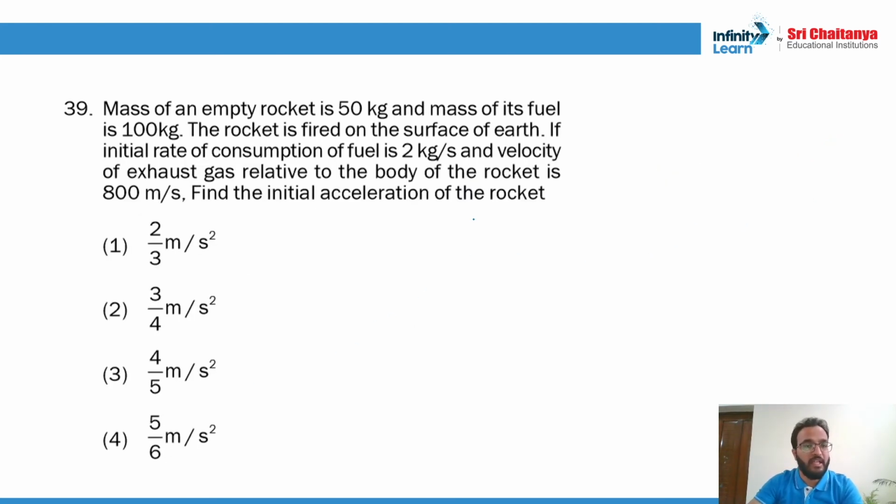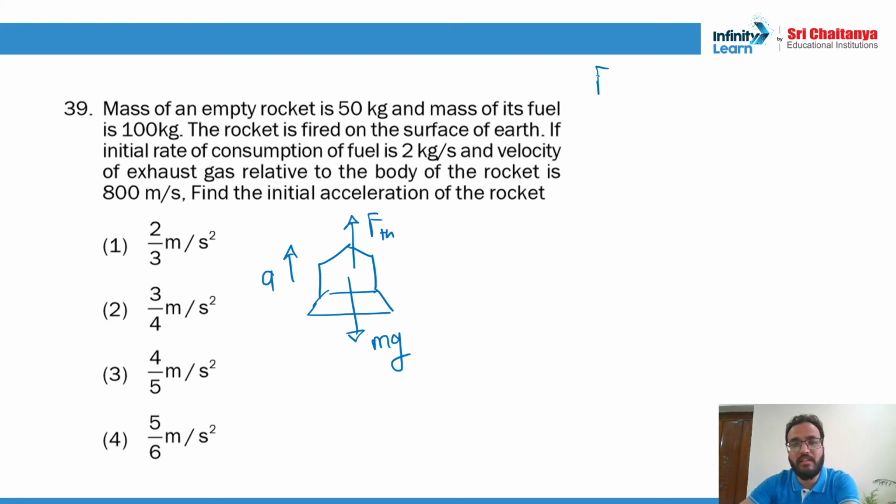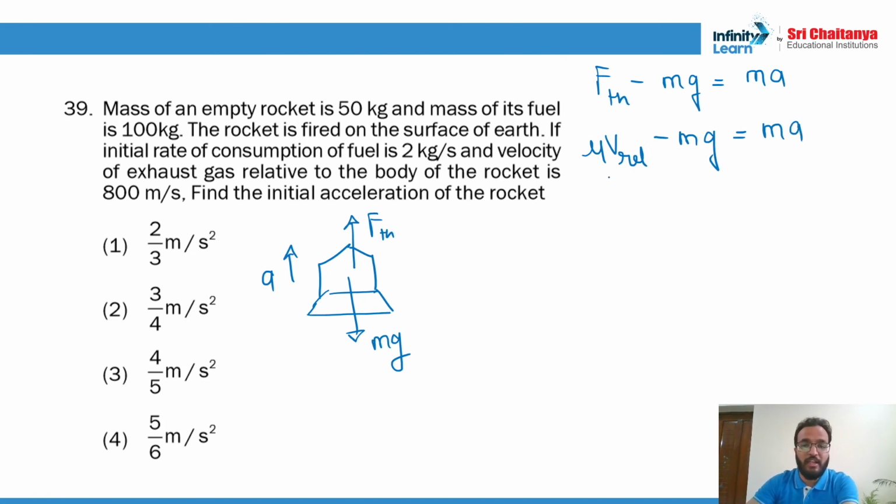Okay. 39. See, in a rocket, there are two forces that are acting in the beginning. One is mg downward, another one is thrust force upwards, which will decide the acceleration of the rocket. So you will say, sir, thrust force minus mg is equals to ma. What is thrust force? Mu into v relative minus mg is equals to ma. What is mu? Rate of combustion of fuel, right? 2 kg per second. What is V relative? 800 meter per second, already given in the question, right?